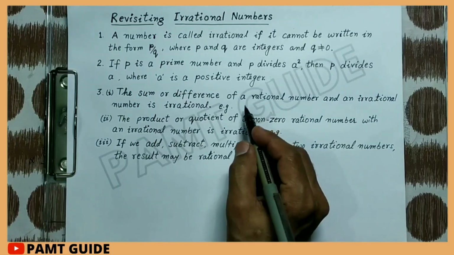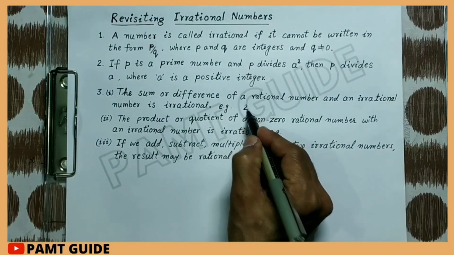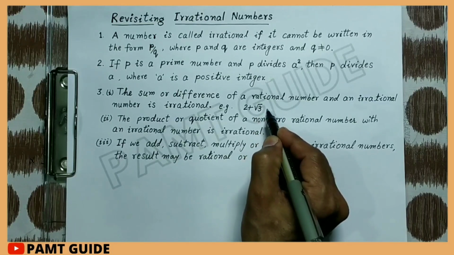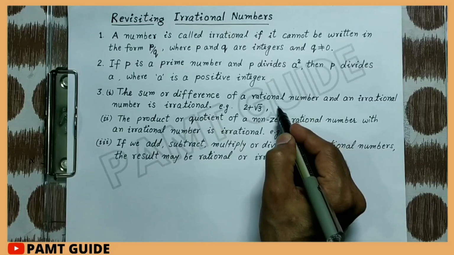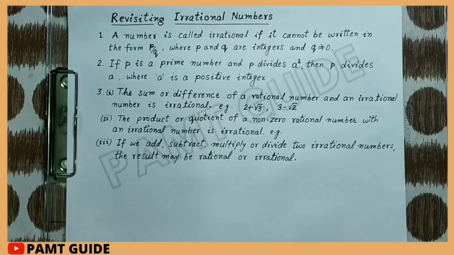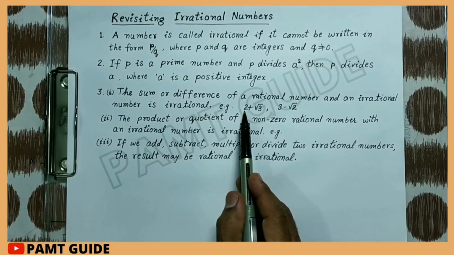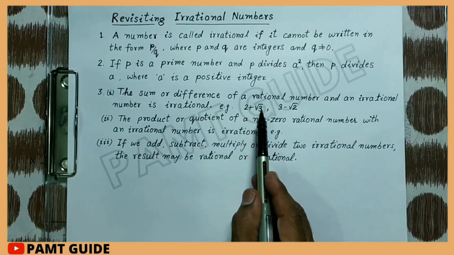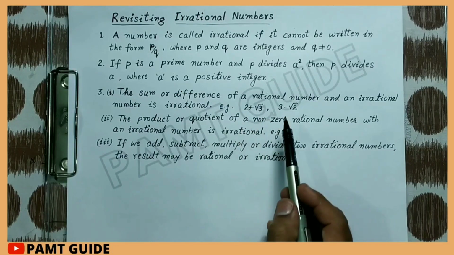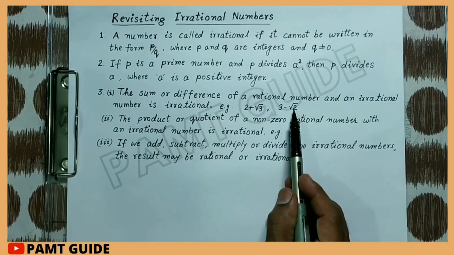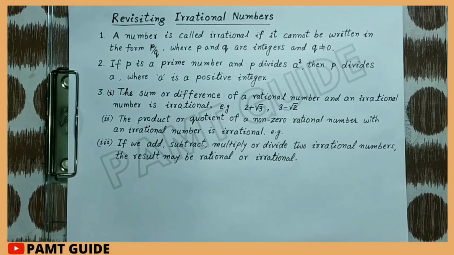Example: 2 plus root 3, 3 minus root 2. 2 is rational and root 3 is irrational. So the sum of a rational and an irrational is always irrational. Similarly, 3 is rational and root 2 is irrational. So the difference of a rational and an irrational is always irrational.